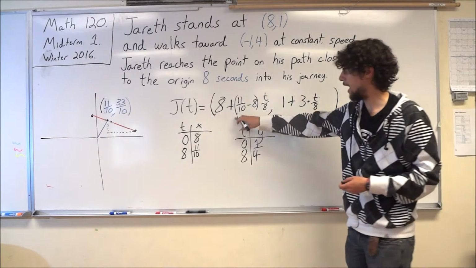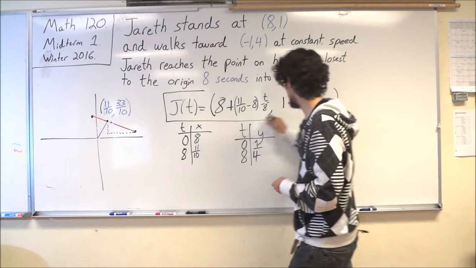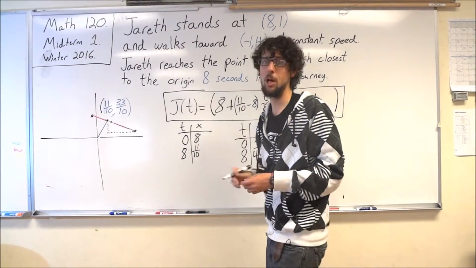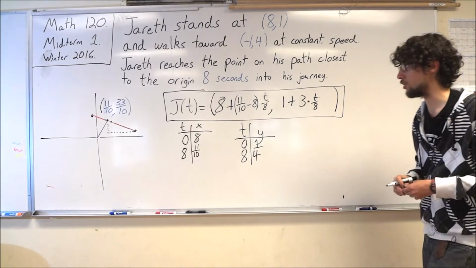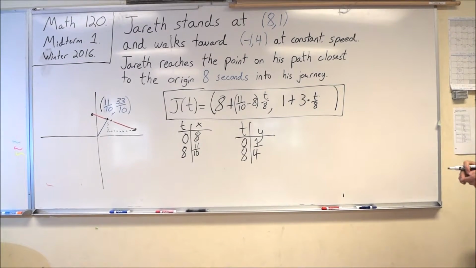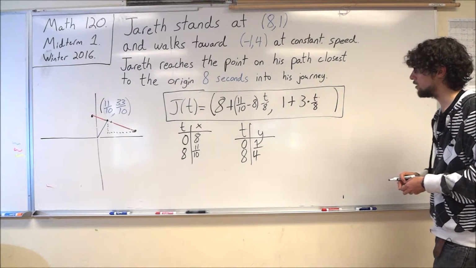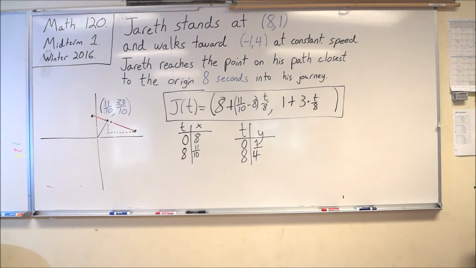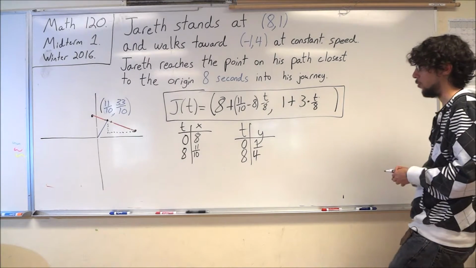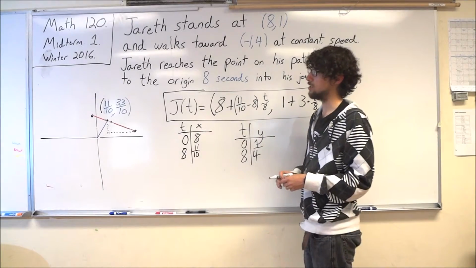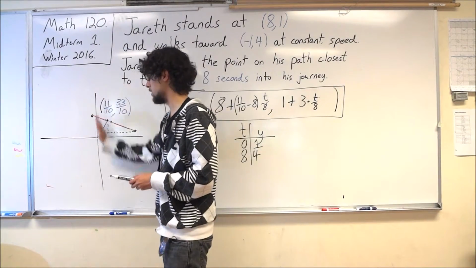So here I have a solution to part B. These are parametric equations for Jareth's position at time t. And now the very final question is, when does Jareth cross the y-axis? What do we mean by cross the y-axis? We mean when is x equals 0.